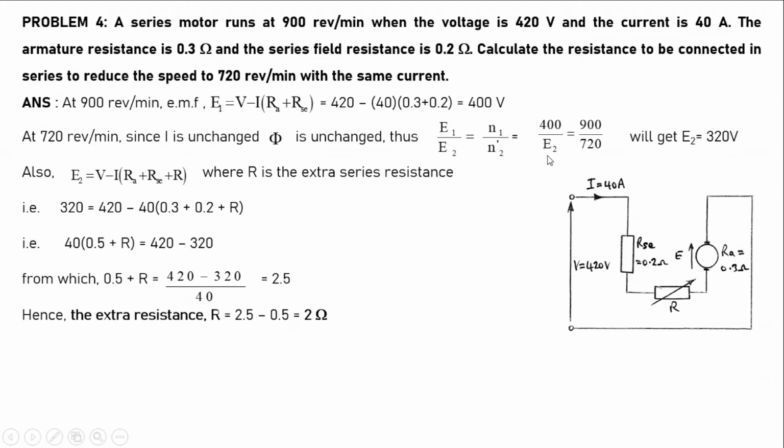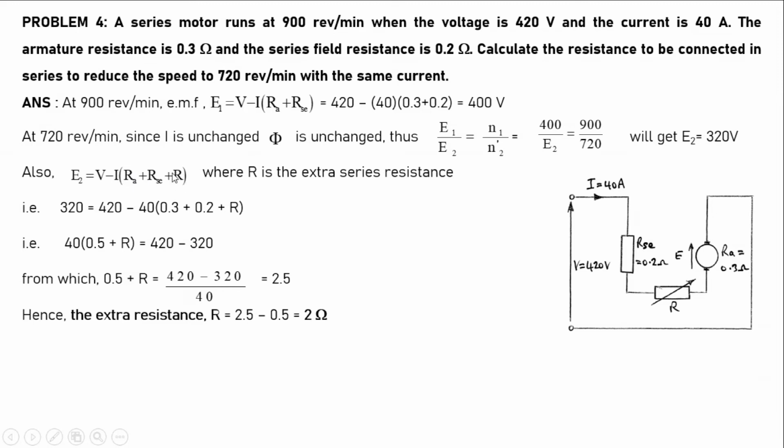400 by E2, we don't know E2. The speeds are mentioned: the second speed is 720, the initial speed is 900. We can calculate E2, and we get E2 as 320 volts.